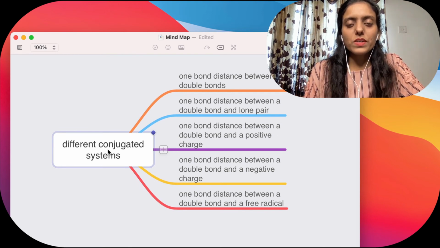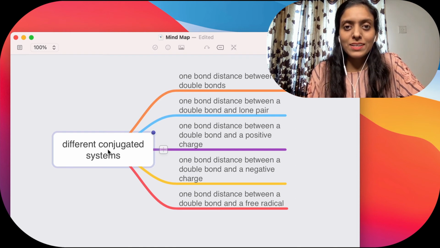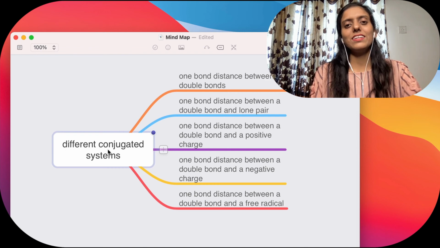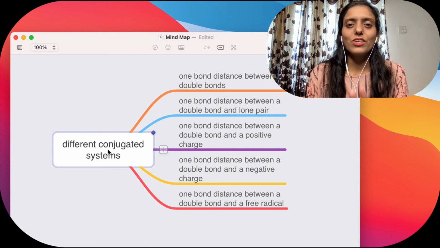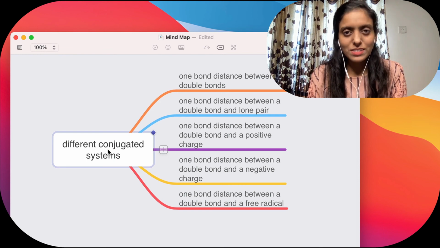Okay. So, I think it should be clear to you now. What students do is, they start drawing the resonating structures directly without understanding the concept of conjugation. Now, if you know what conjugation is exactly, only then you will be able to draw the resonating structures, because resonance is going to happen only in conjugated systems.